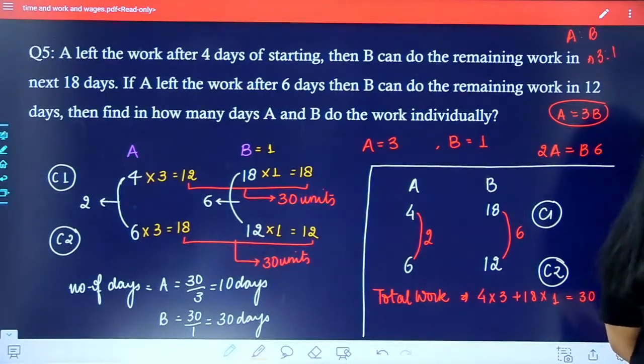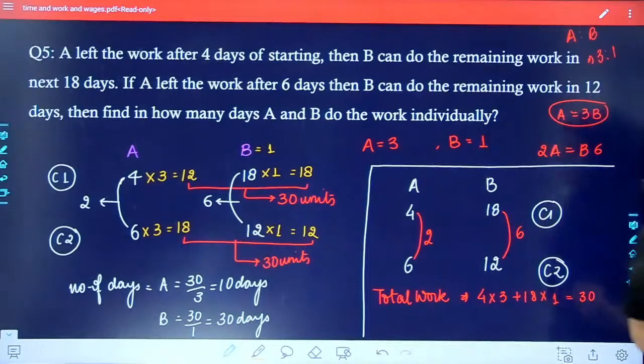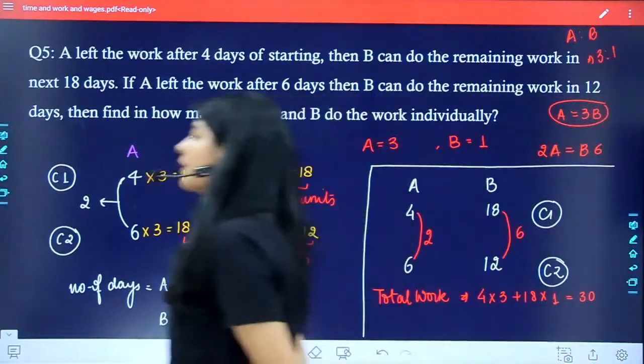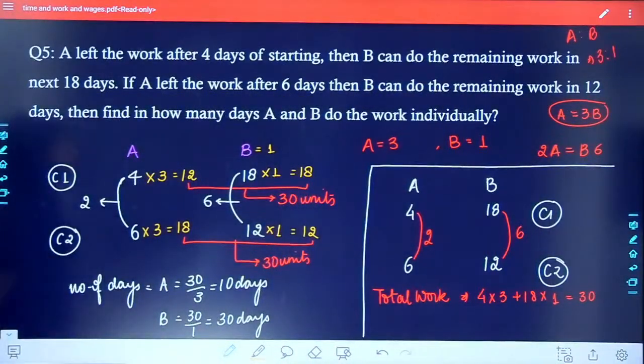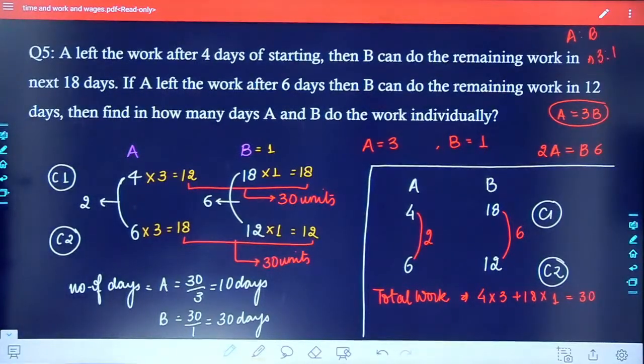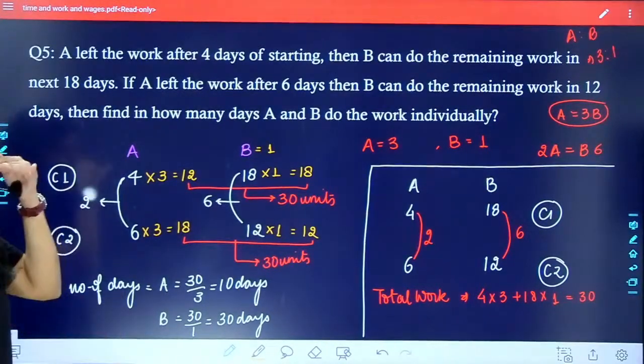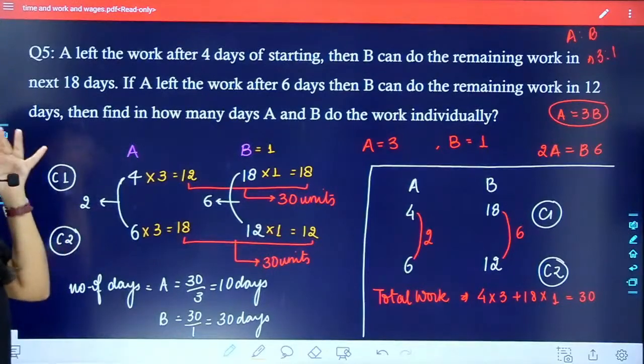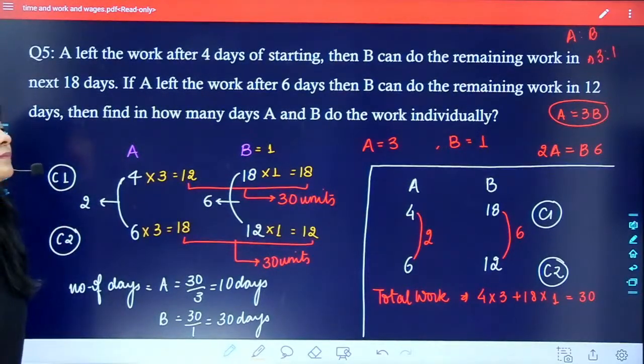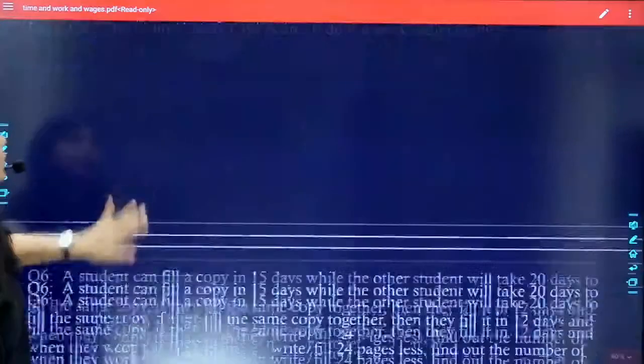Is it clear? The correct answer over here is 10 and 30, not 2 and 6. Okay, is it clear to everyone? Okay, now let's move to the next question.